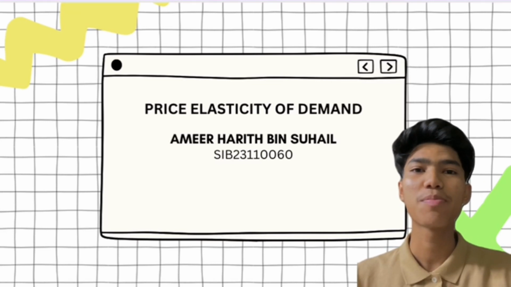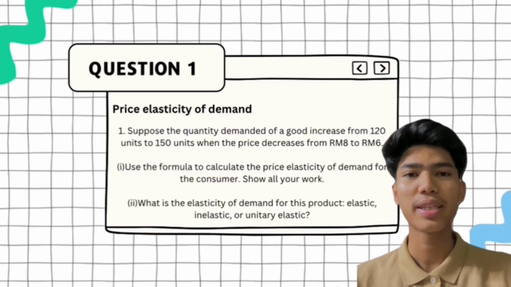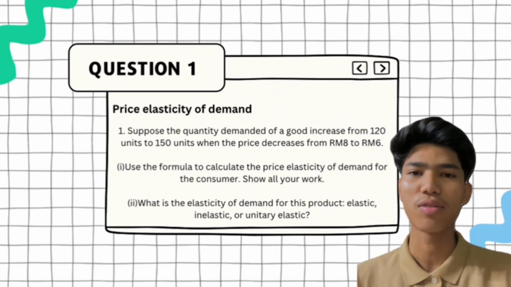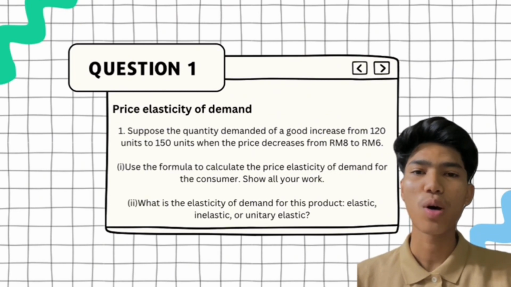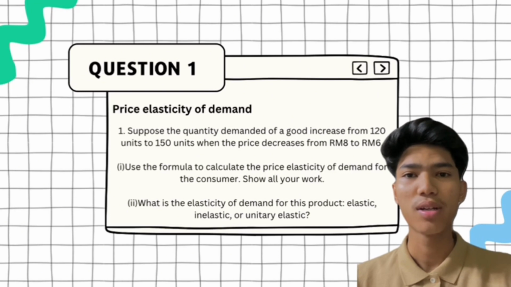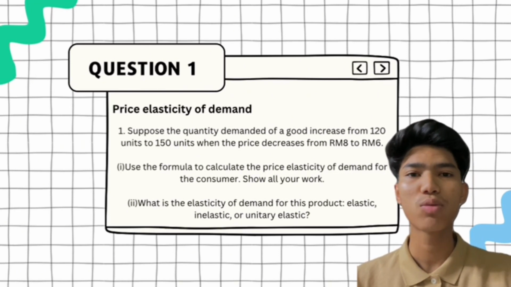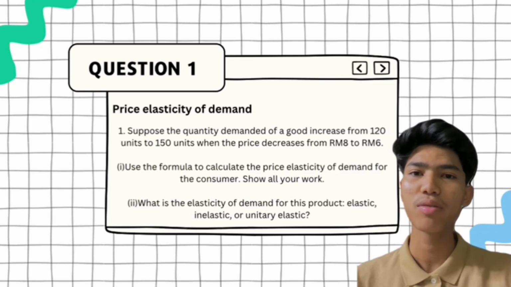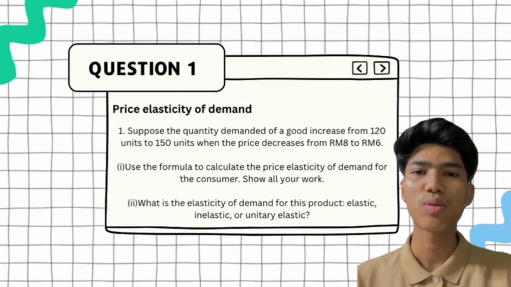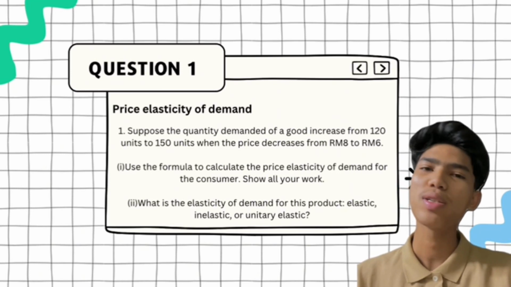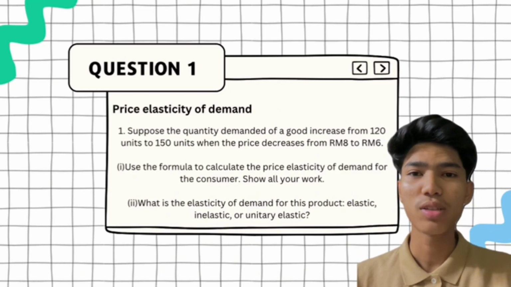Today, I will explain about price elasticity of demand. My task is to answer the first question of this assignment. Let's move to our question. Number 1. Suppose the quantity demanded of a good increased from 120 units to 150 units when the price decreased from RM8 to RM6. The question is, use the formula to calculate the price elasticity of demand for the consumer.